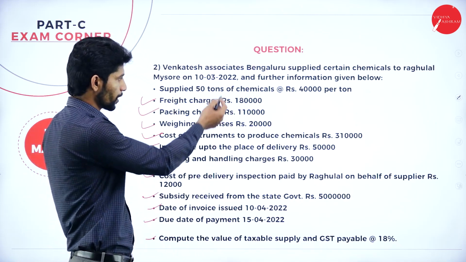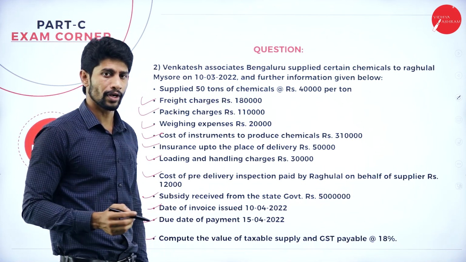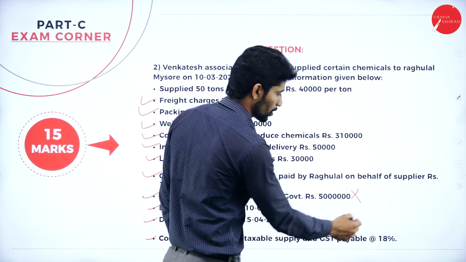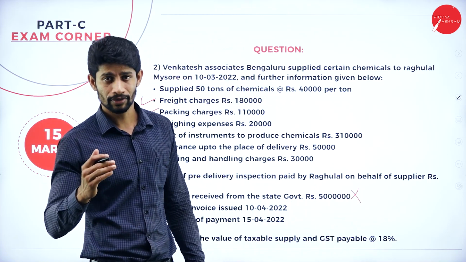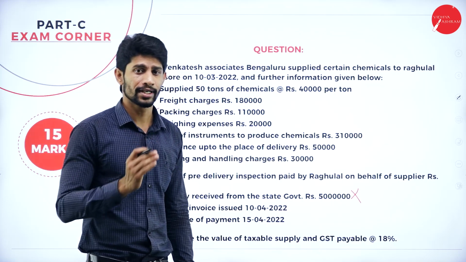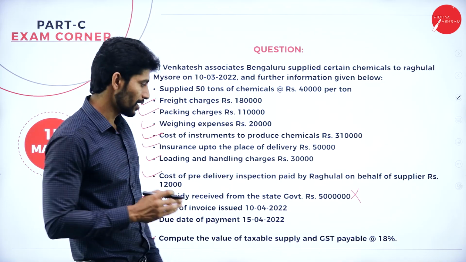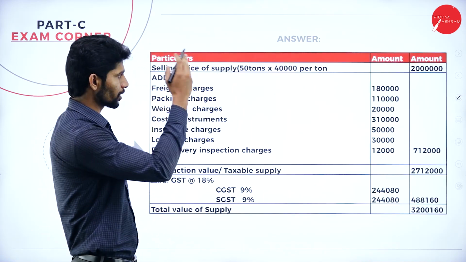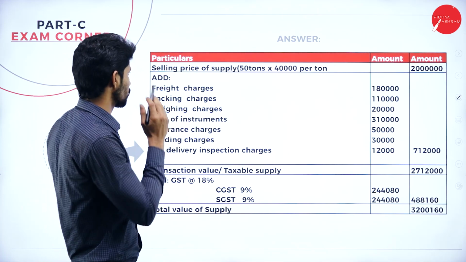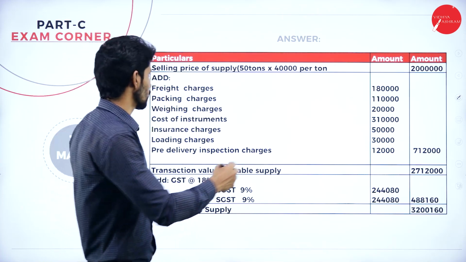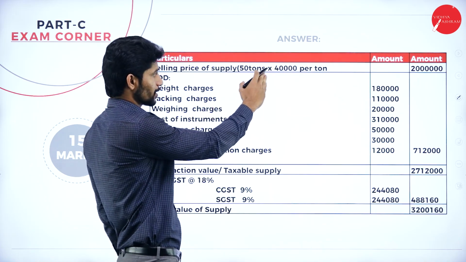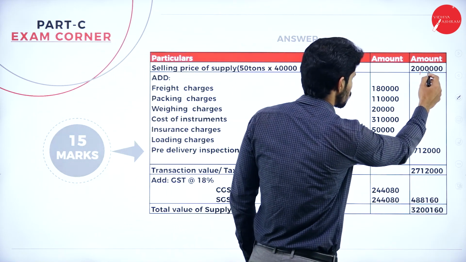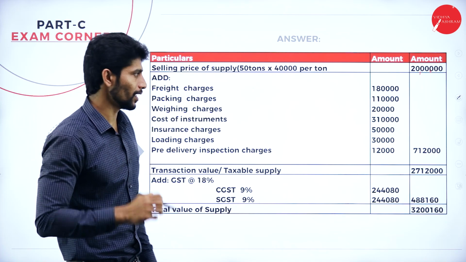So in this problem you will be considering all the points, except this subsidy. We are not supposed to consider any subsidy provided by the central government or the state government; that should not be added to the computation of value of supply. Except that, we will be adding all other items. So particulars, amount. What is the cost of the supply, the selling price? Here they have given 50 tons into 40,000 per ton, you will get rupees 20 lakhs.